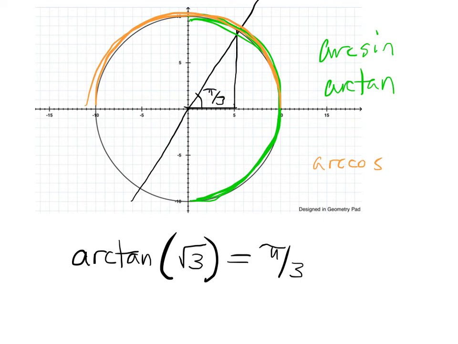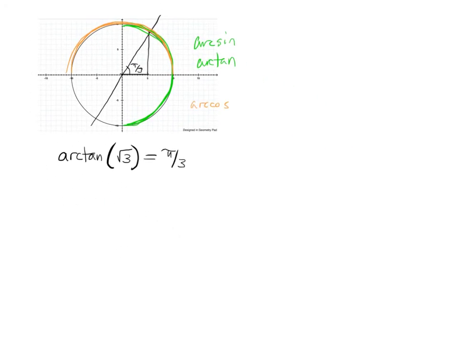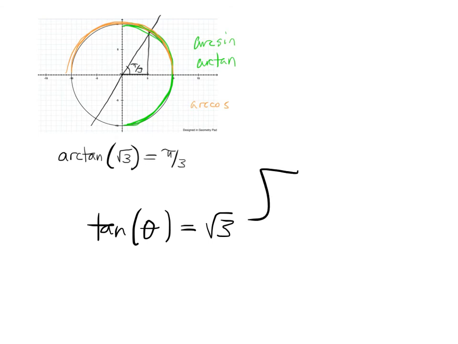Anyway, arctangent of root 3 is pi over 3, but let's say we wanted to solve the equation tangent of theta equals root 3. Then it would be pi over 3. Theta equals certainly pi over 3 plus any multiple of pi. What is theta also? Negative... No, not negative pi over 3.